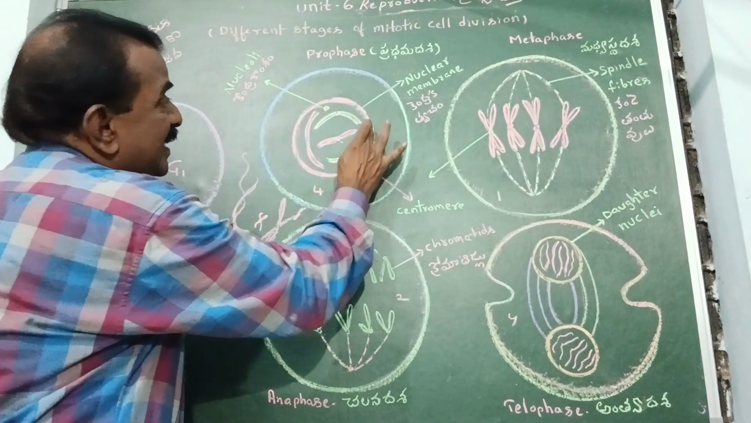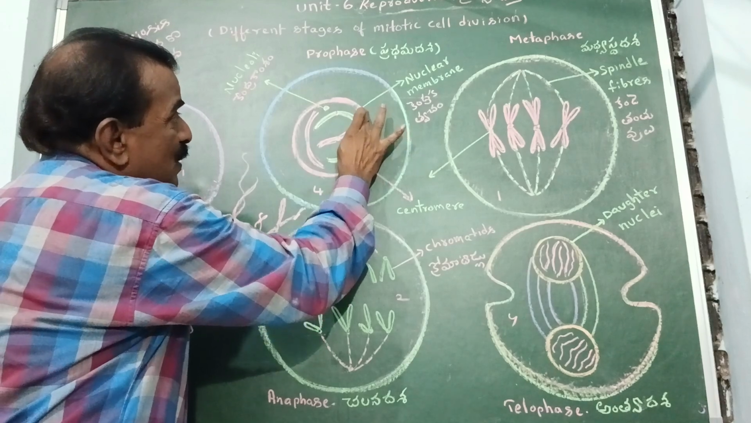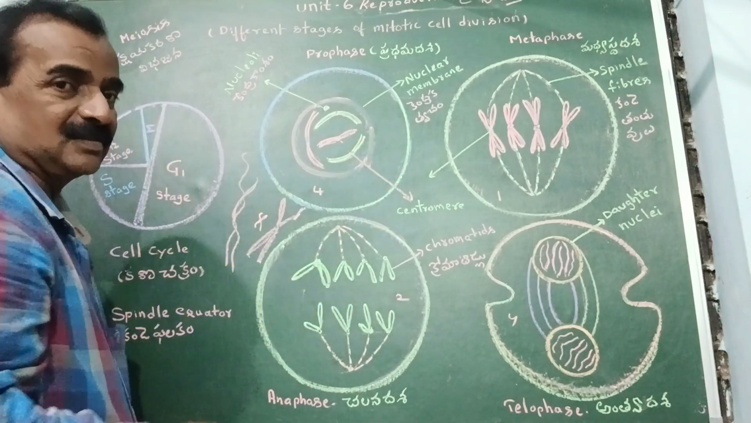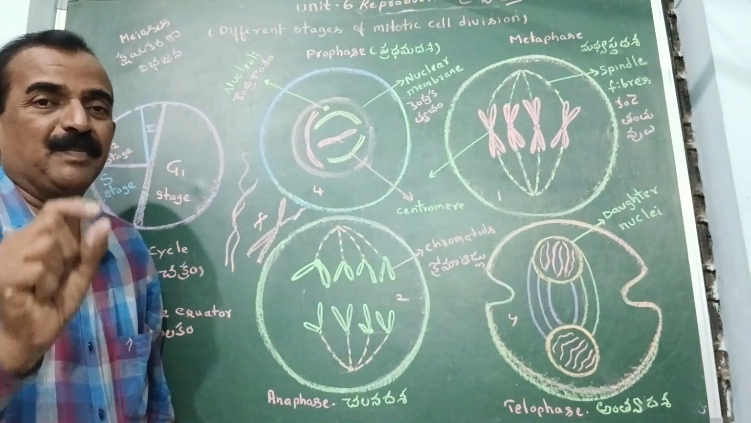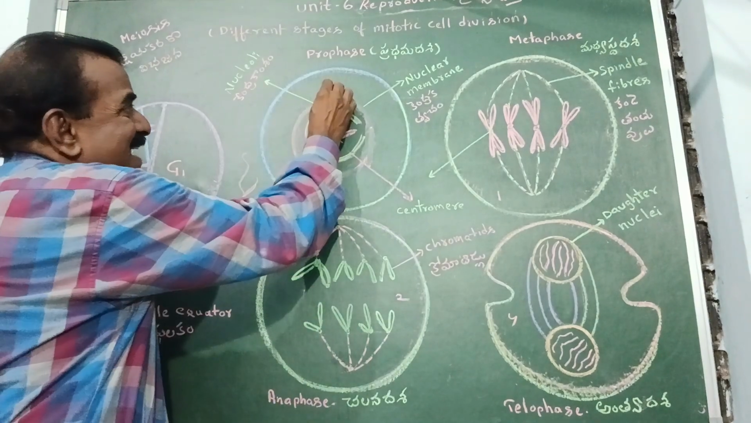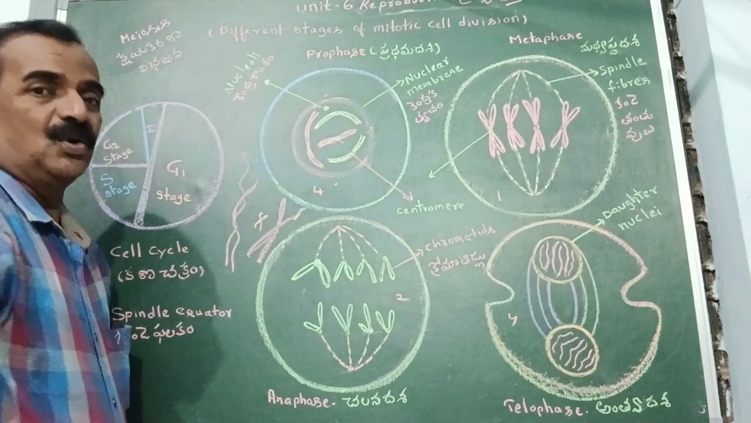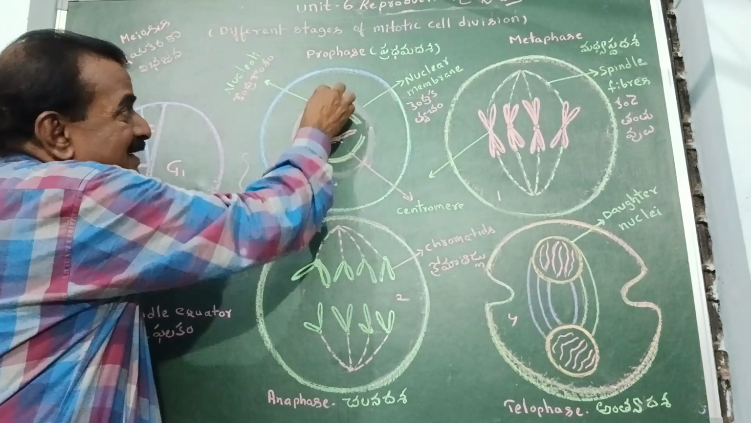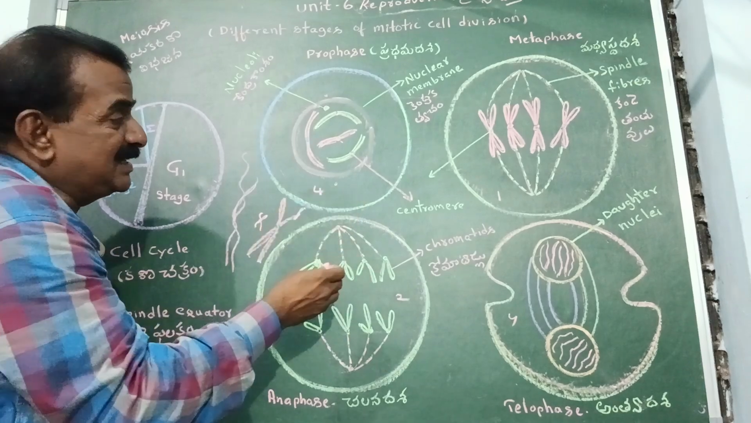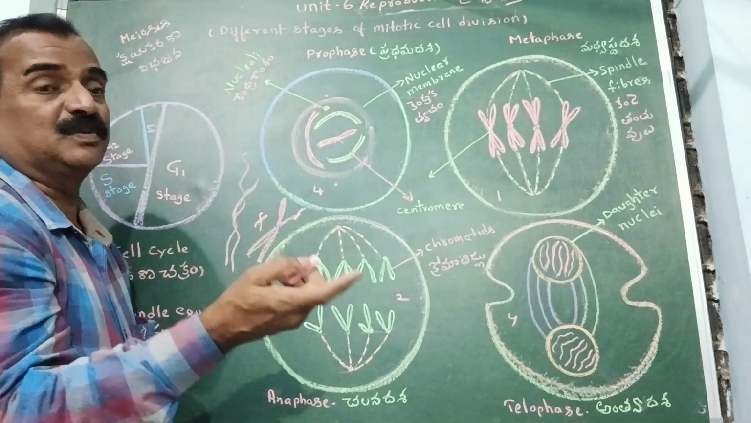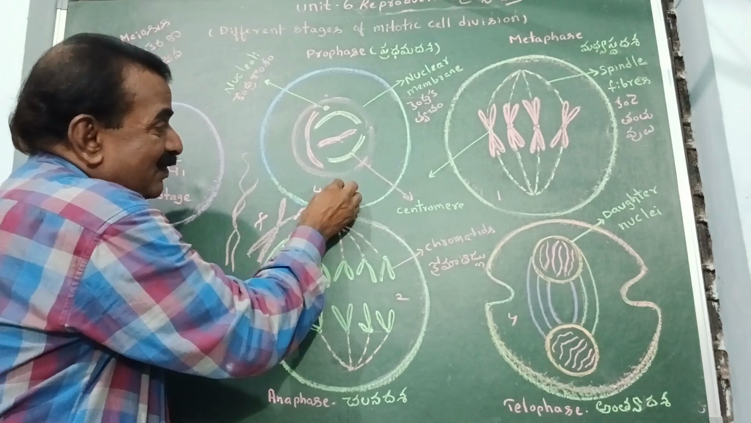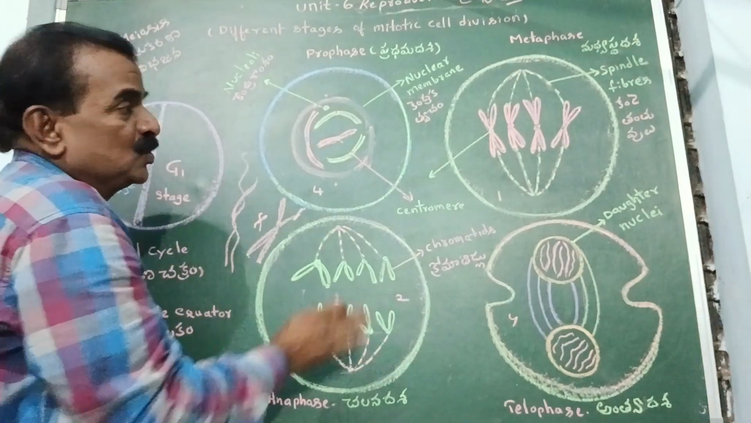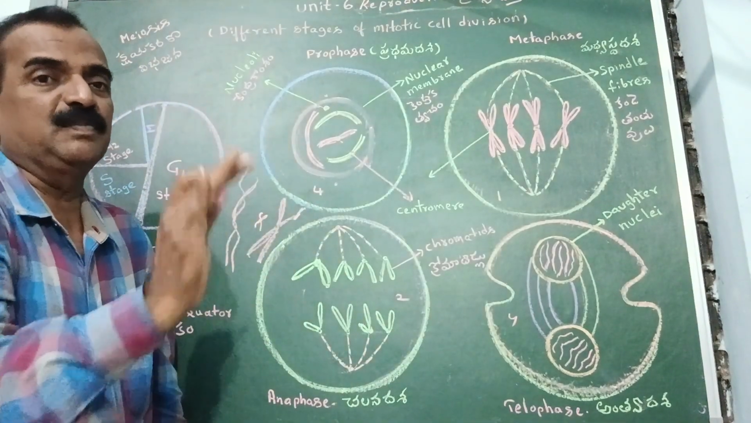And the third point is, this is the nucleus, and the nuclear membrane disappears and dissolves. And the fourth point, on either side of the nucleus, centrosomes are present. This is one centrosome, and this is another centrosome in case of animal cells. These centrosomes consist of centrioles. They form rod-like structures, and finally they produce spindle fibers. So all these changes take place in prophase.